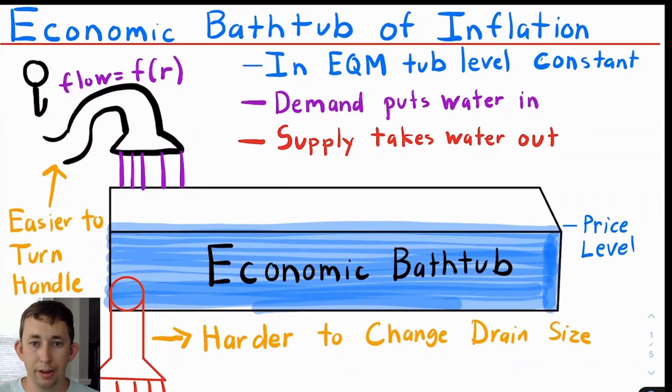Today we're talking about why the Federal Reserve is raising the interest rate and why raising the interest rate can help fight inflation. Instead of using curves, today I'm going to use an analogy. It's called the economic bathtub of inflation. And let's go ahead and talk about how the economic bathtub works.